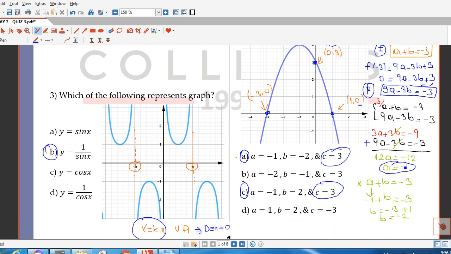After finding the value of a, you may use the first equation or the second equation to write -1 instead of a. I want to use the first one. a plus b was -3, -1 for a, -1 plus b is equal to -3. It becomes, with plus sign on the other side, -3 plus 1 is -2. The answer is going to be A.